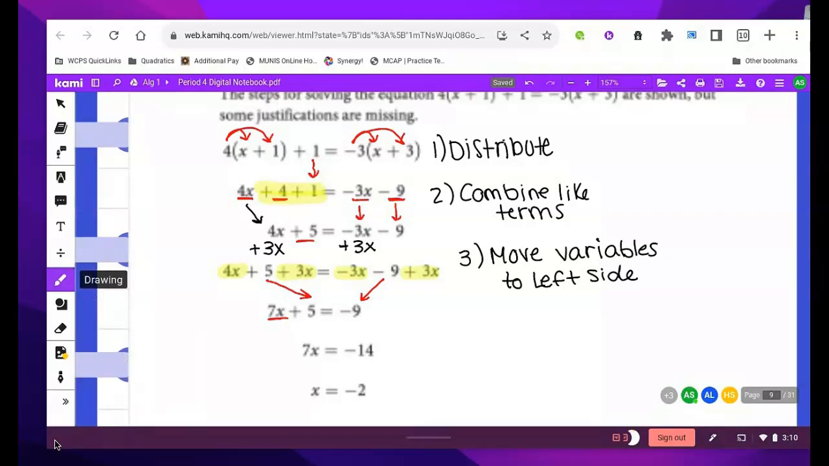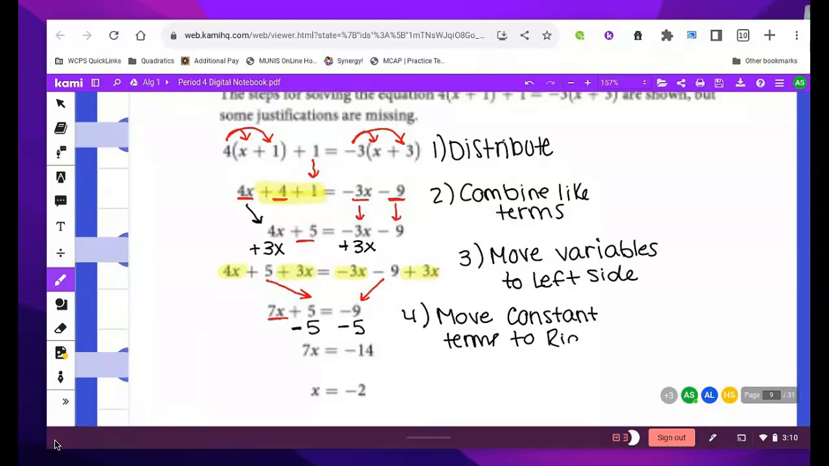Step 4, we need to move that 5 to the other side of the equation, and we do that by using the opposite operation. So we see plus 5, so we need to minus 5. We're going to move the constant terms. Constant terms have no variable to the right. Okay, so now we can combine like terms again. Notice we bring down the 7x, and then negative 9 minus 5, that's where I get the negative 14 from.